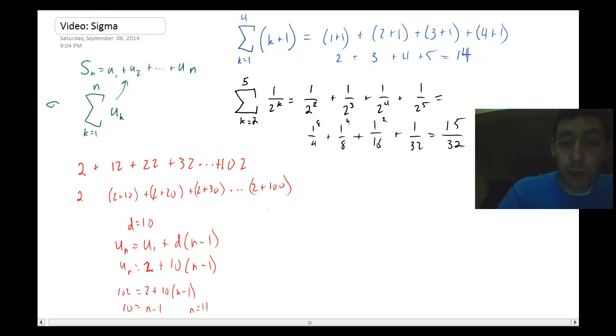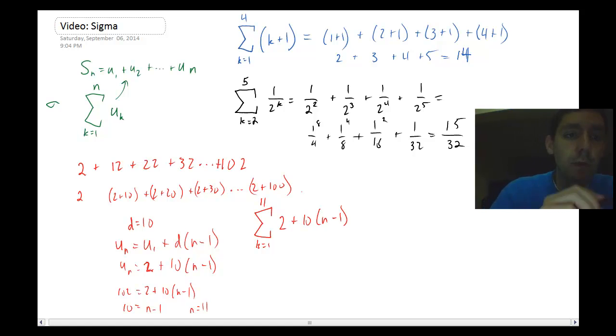And so we can write our final sigma here, and we just go sigma from k equals 1 to 11, because I've got 11 terms there, the first term, the second term, the third term, all the way up to the 11th term, of 2 plus 10 times n minus 1. And so then we've got a sequence written out right there. So instead of having to write out all this or all that, I now have it simply as sigma there.